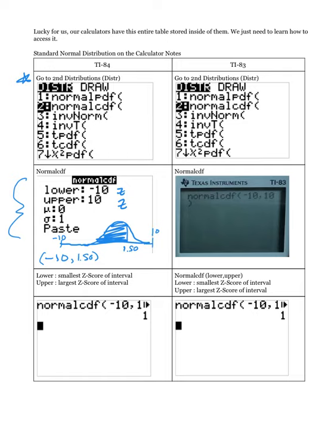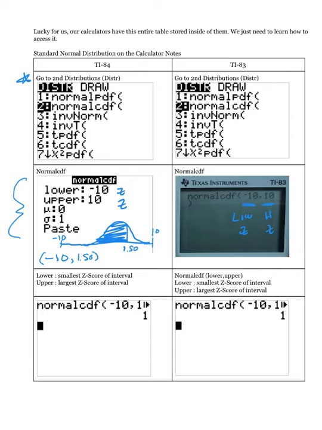If you're using a TI-83, you're not going to have the upper and lower prompts. All you do is type in the lower and upper z-scores separated by a comma. So this is the low z, this is the high z. This calculator function finds the area between 2 z-scores.